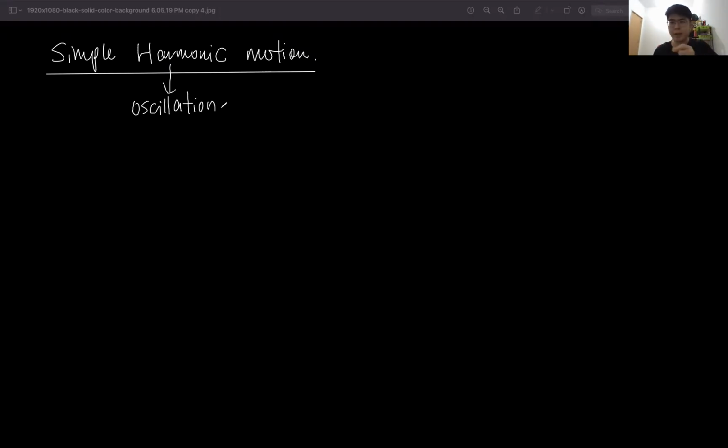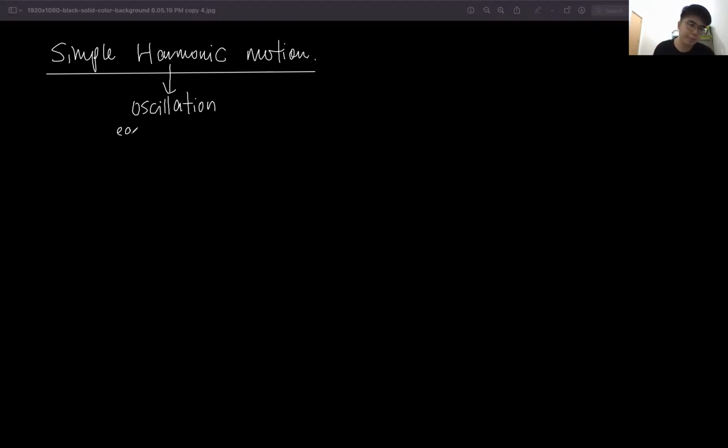Motion, a state of motion, right? Describe the state of motion, back and forth, right? Something that moves back and forth repeatedly. Or you can say something moves up and down, repeatedly. What are the examples of oscillations?